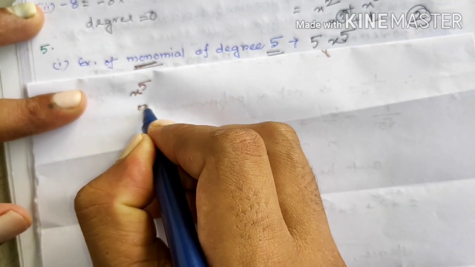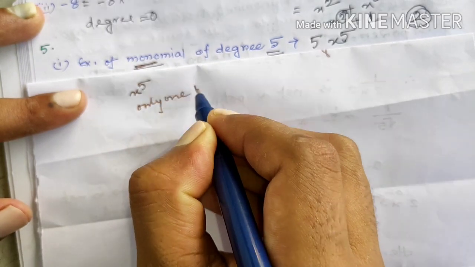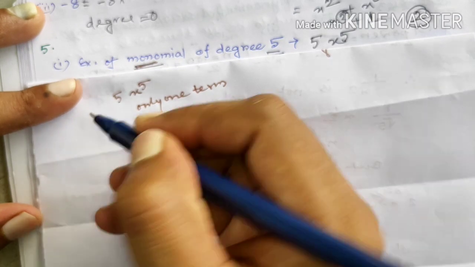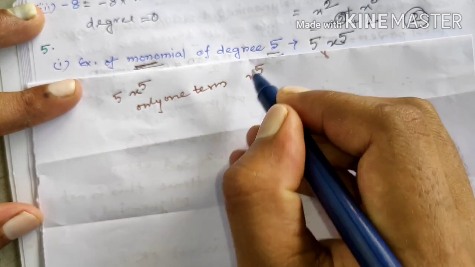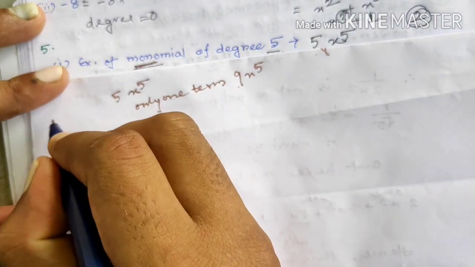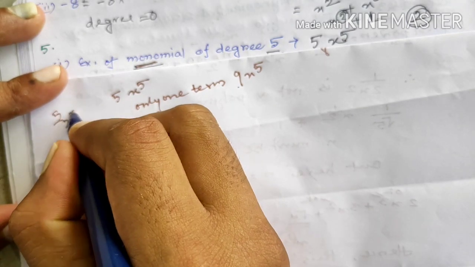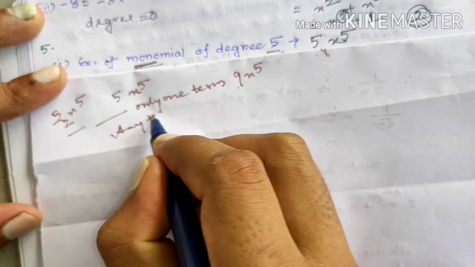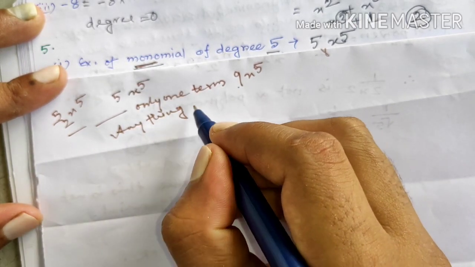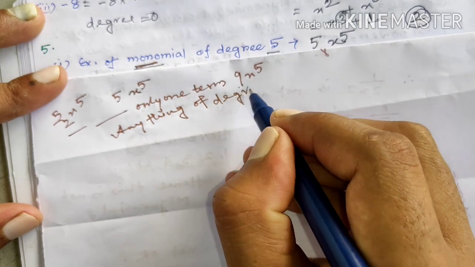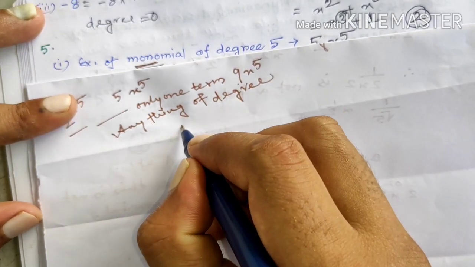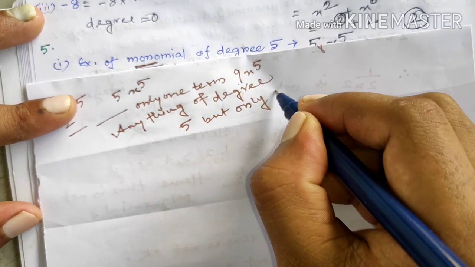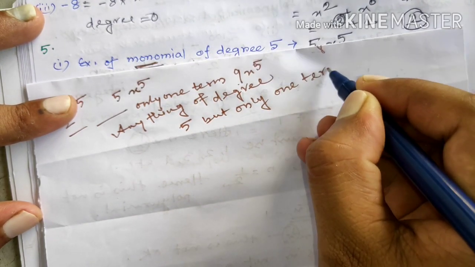Example of a monomial of degree 5: x to the power 5. Here monomial means only one term, and degree 5 means the power of the variable equal to 5. You can write anything of degree 5 and one term.